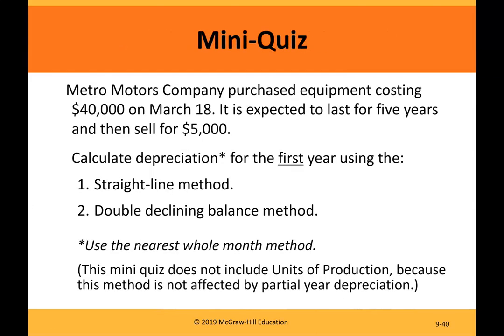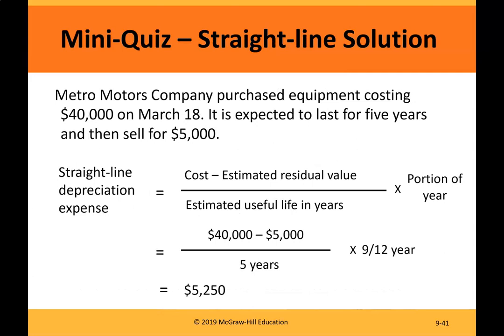Mini quiz. Metro Motors Company purchased equipment costing $40,000 on March 18th. It is expected to last for 5 years and then sell for $5,000. Calculate depreciation for the first year using the straight line method. Use the nearest whole month method. So the straight line depreciation expense is $40,000 minus $5,000 divided by 5 years times 9 over 12 years equals $5,250.